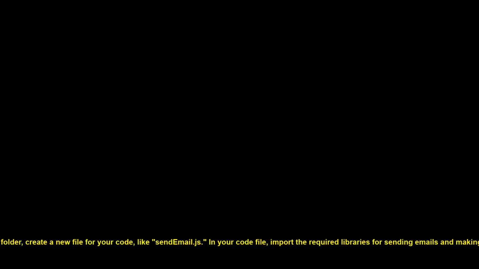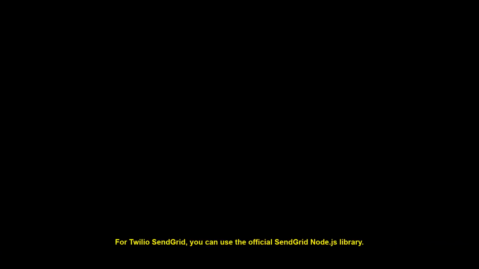In your code file, import the required library. For Twilio SendGrid, you can use the official SendGrid Node.js library. Initialize the SendGrid client using the API key you saved earlier. Now, configure your email parameters like sender address, recipient address, subject, and HTML content.